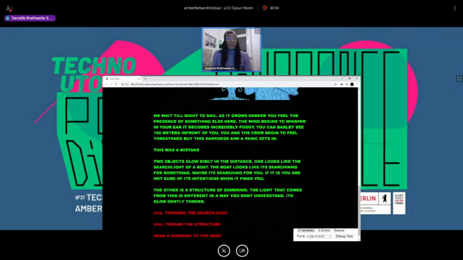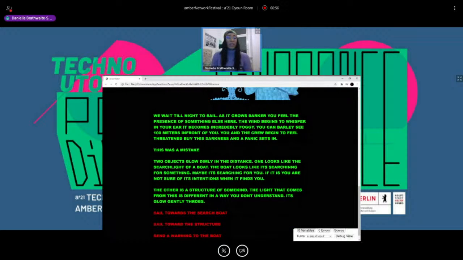We wait till night to sail. As it grows darker, you feel the presence of something else here. The wind begins to whisper in your ear. It becomes incredibly foggy. You can barely see 100 meters in front of you. You and the crew begin to feel threatened by this darkness, and a panic sets in. This was a mistake.